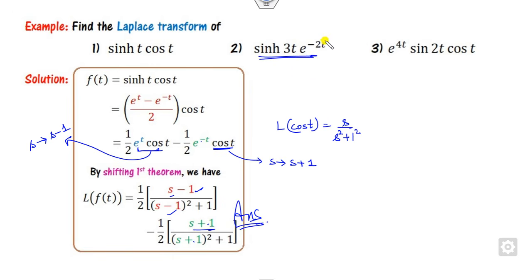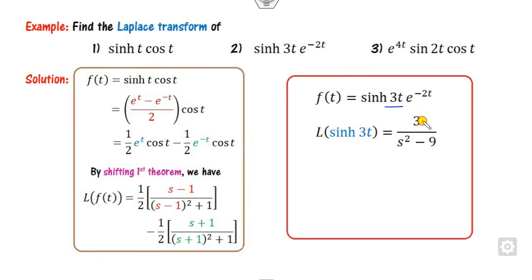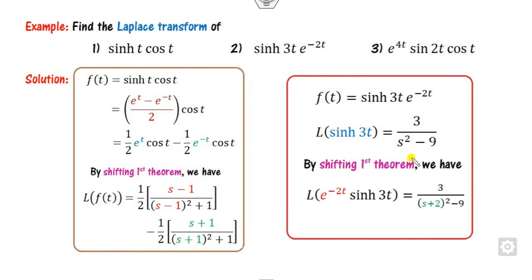Now simplify again. This is the exponential part already present, so you have to start with the Laplace of the sine hyperbolic. As the standard formula mentioned here, this is nothing but a upon s square minus a square. Now you can start from here. This is nothing but a upon this, the exponential part present. So you can simply replace s with s plus 2. You will get the required answer.